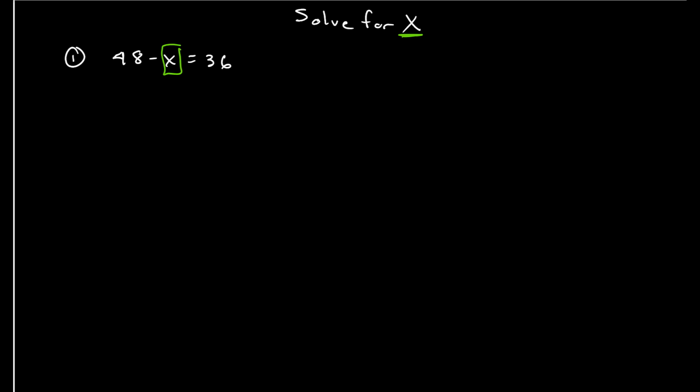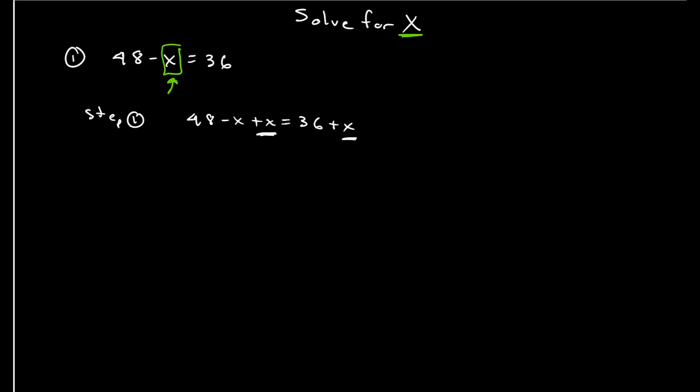Suppose we have 48 minus x equals 36, and our question is to solve for x, our unknown. How do we do that? Well, we need to isolate x on one side and numbers on the other side. To begin, let us take a look at adding x to both sides. So we have 48 minus x plus x equals 36 plus x. Remember, what we do to one side, here we added x, we need to do to the other side.